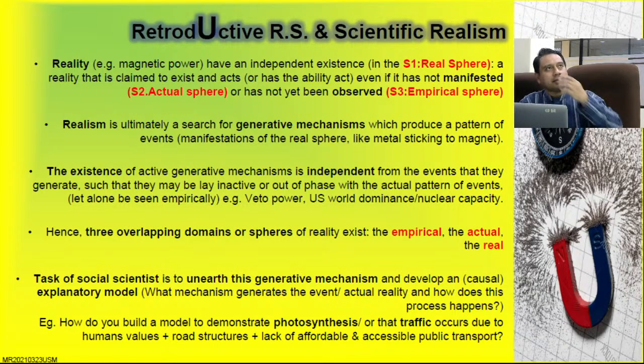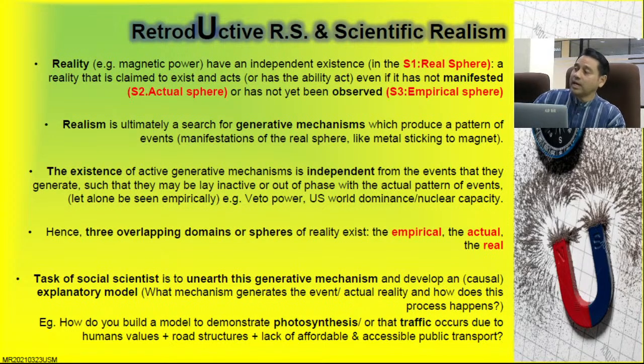So reality, for example magnetic power, has an independent existence, right? Like a real sphere. A reality that is claimed to exist and acts or has the ability to act, right? It exists, even if it has not manifested in the actual sphere, or it has not been observed in the empirical sphere, right? So realism is ultimately a search for generative mechanisms which produce a pattern of events, manifestations of the real sphere, like metal sticking to a magnet, right?